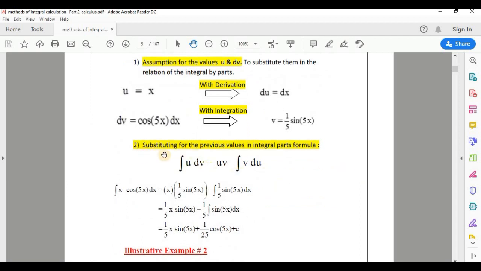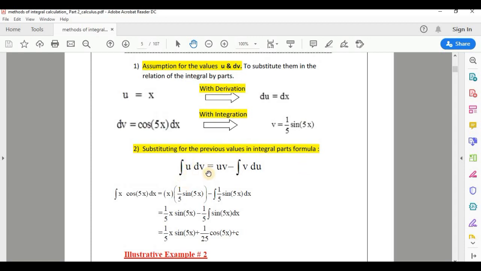Second step, substituting the previous values in the integration by parts formula. Integral u dv will be equal to uv minus integral v du. What is u? It will be x. Multiplied by dv. What is dv? It will be cosine dx. This part equals u, which is x, times v, which is this part, minus integral v, which is this part, and du, which is dx. We will get this result after substituting the values in the integration by parts formula.